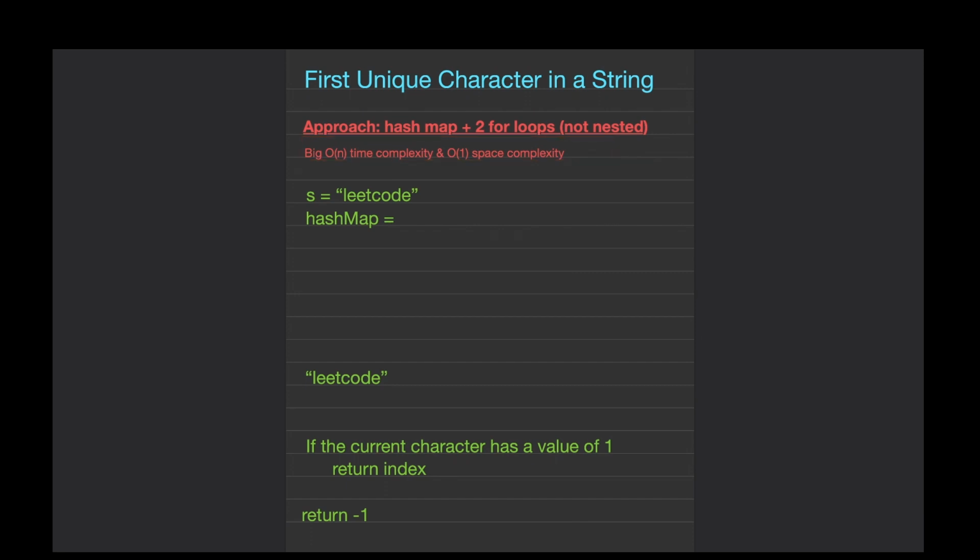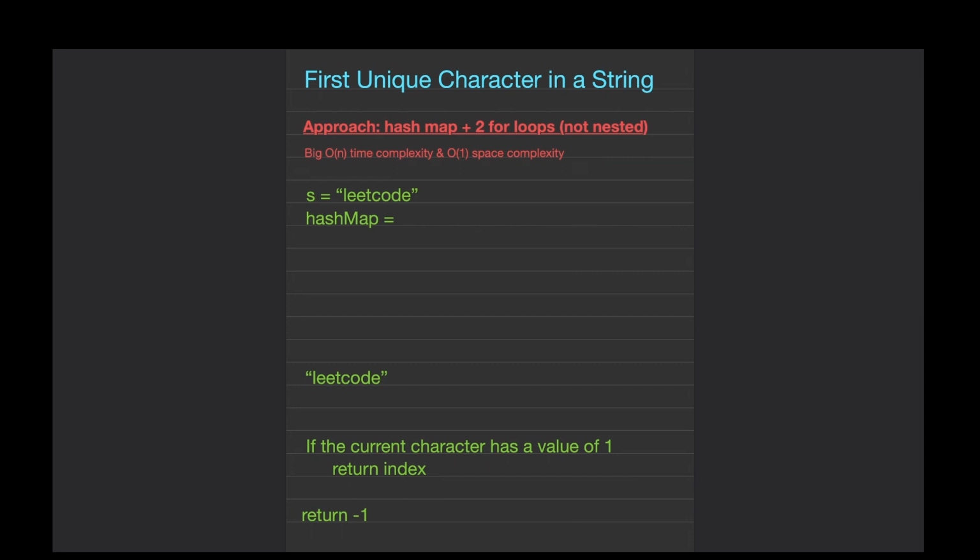The first time we iterate over the string, we'll add the characters to the hash map and assign their count as the value. The second time we iterate over the string, we'll check if the character has a value of 1. If it does, we'll return that character's index. Finally, if we make it through the second for loop without returning an index, that means we didn't have any unique characters and we'll return -1.